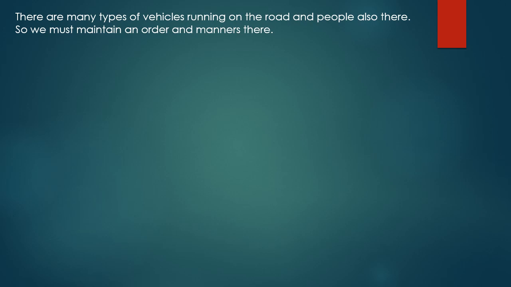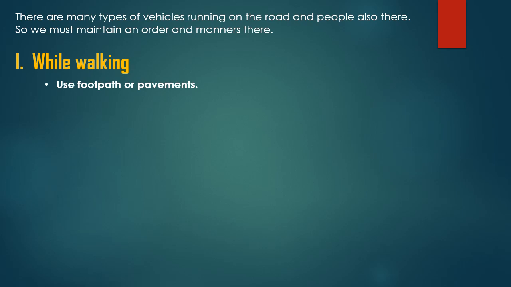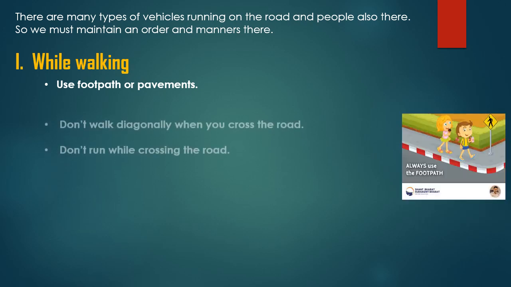You know that there are many types of vehicles running on the road, and people also there. So we must maintain order and manners on the road, as passengers and as drivers too. First, we will see what are the manners we have to follow while walking. Always use a footpath or pavement when you travel on a road.